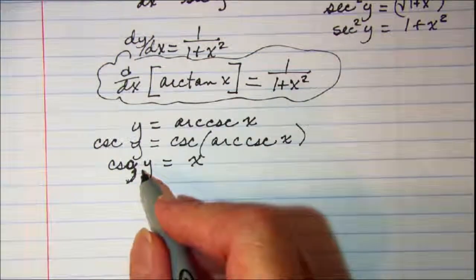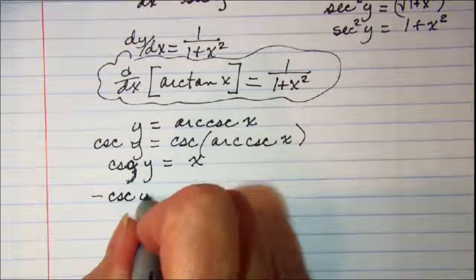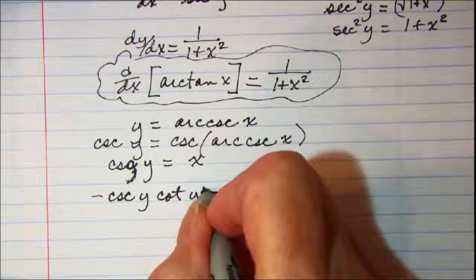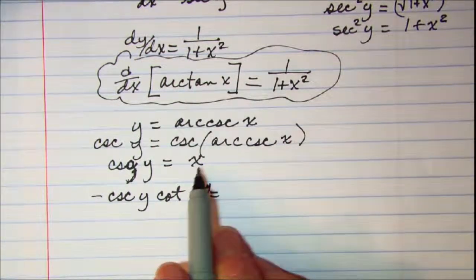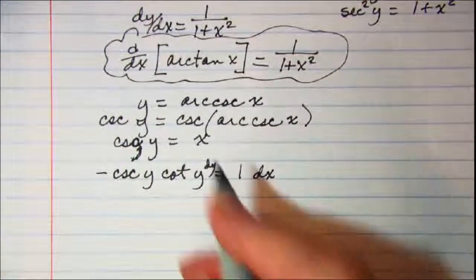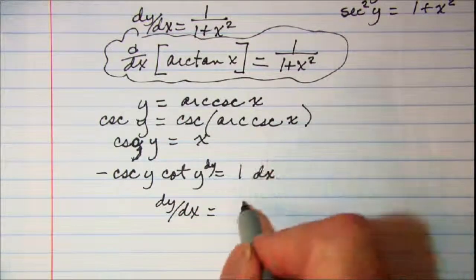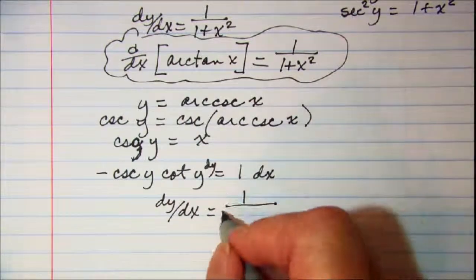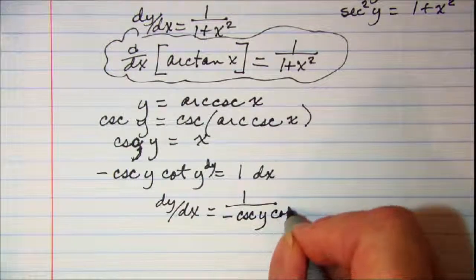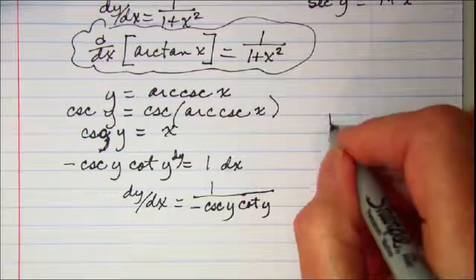The derivative of cosecant y is a negative cosecant y cotangent y dy, and the derivative of x is 1 dx. So dy dx is equal to 1 divided by a negative cosecant y cotangent y. Now let's do our reference triangle.